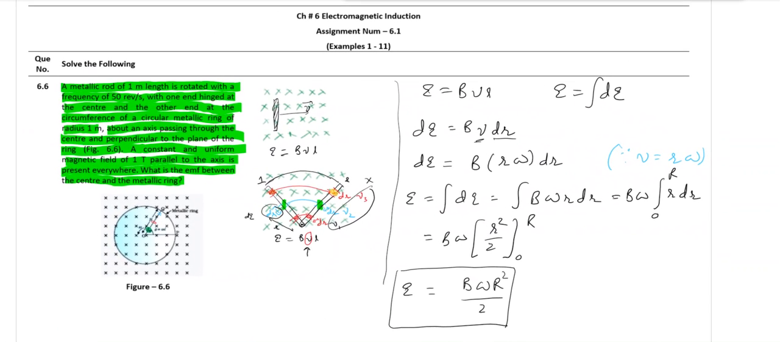So this is the EMF induced in the moving rotating rod. Now let us see if we have all the data available. In the first line we are given the length of the rod, that is the radius, 1 meter, and the frequency is 50 revolutions per second. So omega will be 2 pi into 50 radians per second. Omega is given. The magnetic field is also given, B is 1 Tesla. So you can substitute all the values and find the EMF between the center and the ring. So that is all about the 6th problem. Thank you.